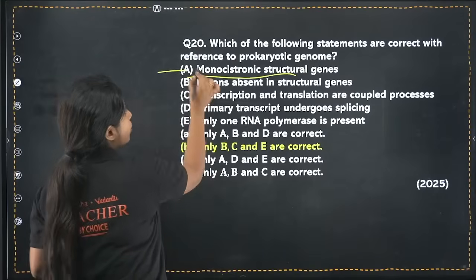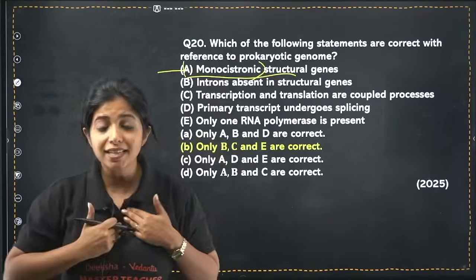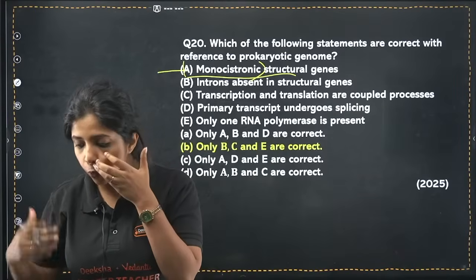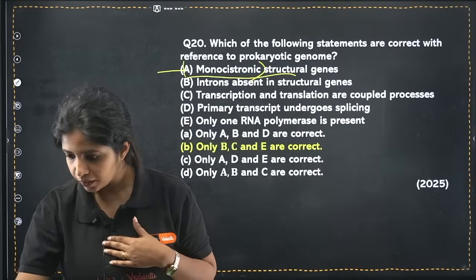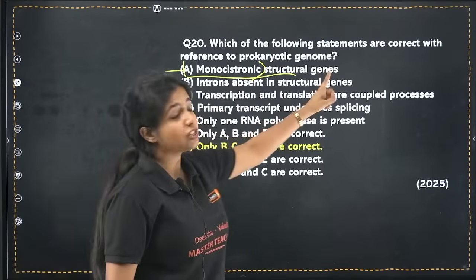In the case of eukaryotes, you have monocistrons. Eukaryotes means us, plants, all of us. We are monocistronic in nature. Okay. The next one: introns absent in structural genes.